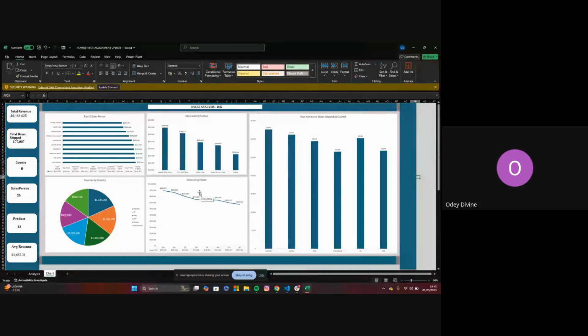And then next is revenue by month. From here, we can see that the highest sales was in January, and the least sale was in April. You can see the trend line is going downward because I sorted it from the highest to the lowest. But if it was based on the month, like January, February, March, you would see it go up and down, just like your chart.